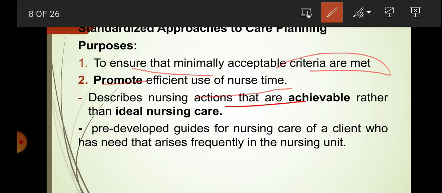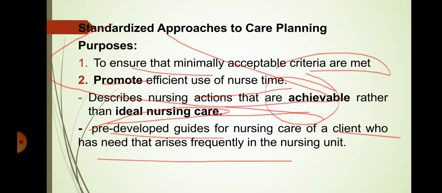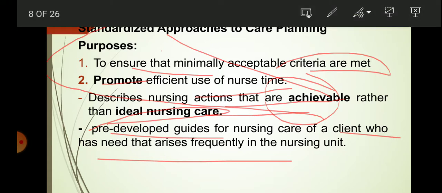So, it describes nursing actions that are achievable rather than ideal nursing care. Okay? When we say standardized, it's more on achievable rather than talking about ideal. Standardized is achievable, but individualized is ideal. These are pre-developed guides for nursing care of a client who has needs that arise frequently in the nursing unit. So the standardized nursing care plan is pre-developed. We already have a format that we follow.